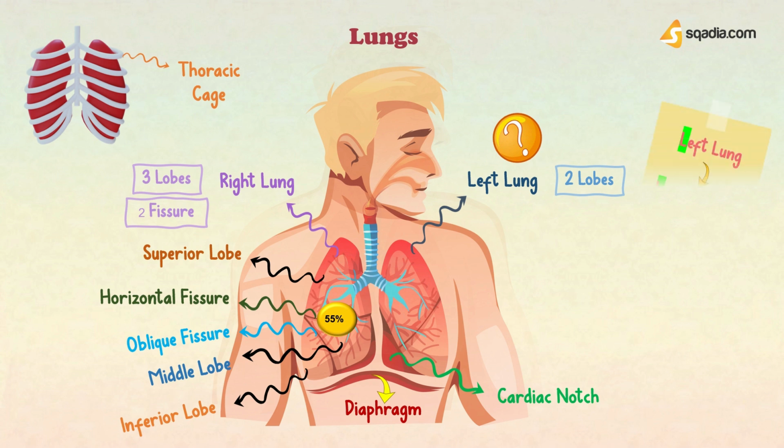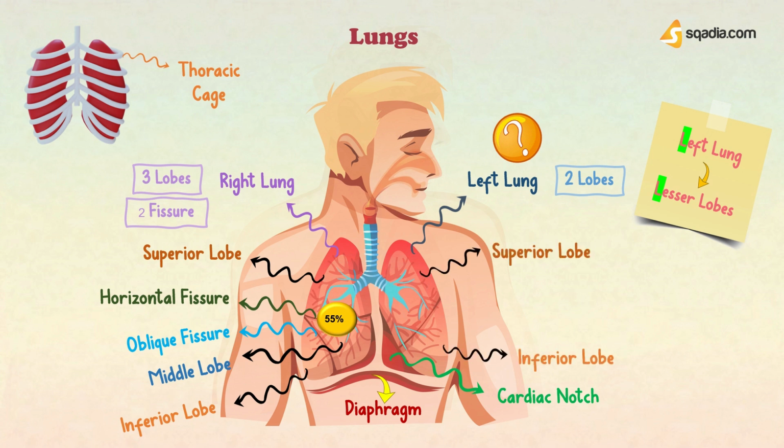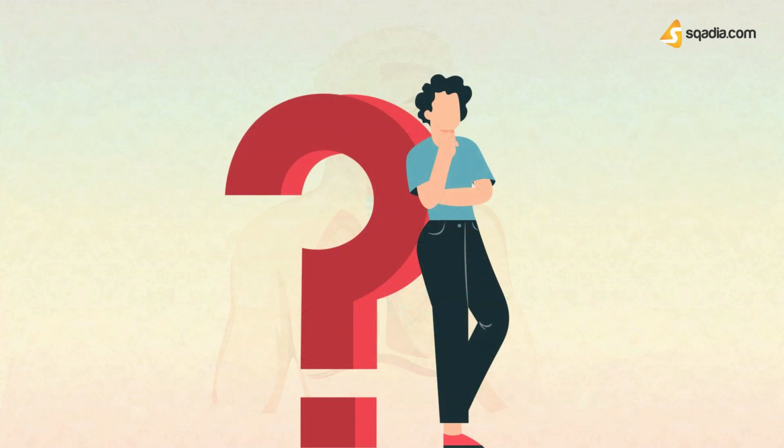While the left one has only 2 lobes, an easy way to remember this can be L for left and L for less. So the left one has a lesser number of lobes, the superior lobe and the inferior lobe. The medial surface, as I mentioned before, contains an indentation called the cardiac notch that accommodates the heart. To divide the lung into 2 lobes, it needs only 1 fissure, the oblique fissure. The left lung, smaller in size, manages to handle only 45% of gas exchange.